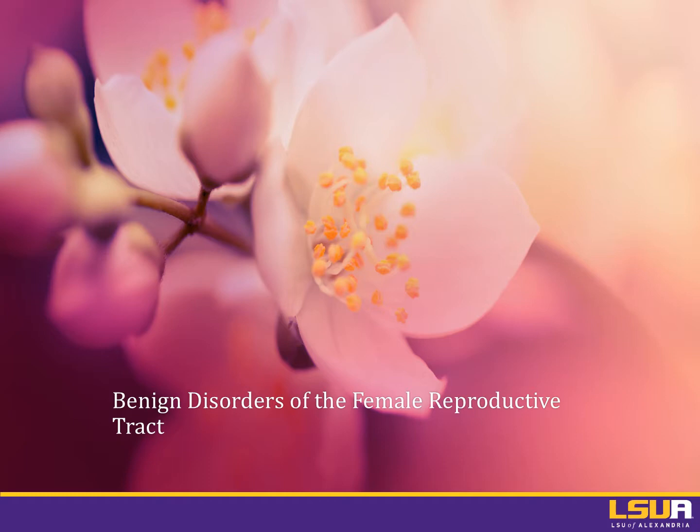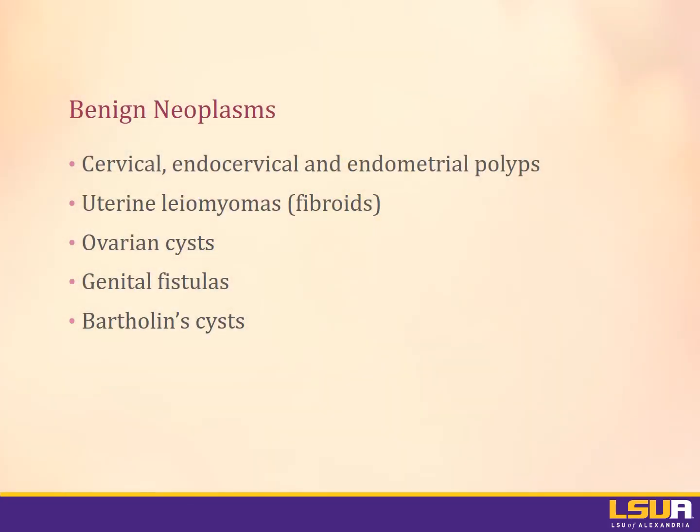I'm not going to talk a lot about cancer because you did all that in MedSurg, and you'll do it again in MedSurg too. So we're not going to go there this class. So, benign neoplasms in the reproductive tract. These can be cervical, endocervical, or endometrial polyps, or fibroids. I think some of you saw some clients with fibroids this semester. Also ovarian cysts, genital fistulas, or Bartholin cysts.